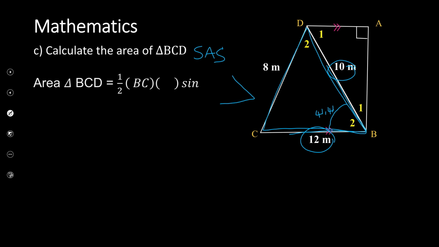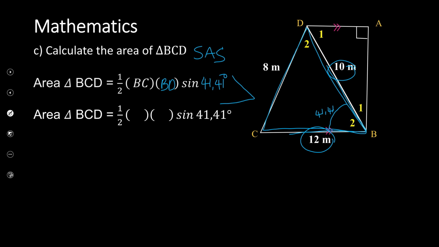So if you write out the formula, area is equal to half BC times BD times the sine of the included angle. Okay, so BC, our value was 12 and our BD value was 10, and put that into the calculator, and there's our answer for the area. So the area is 39,69 meters squared.